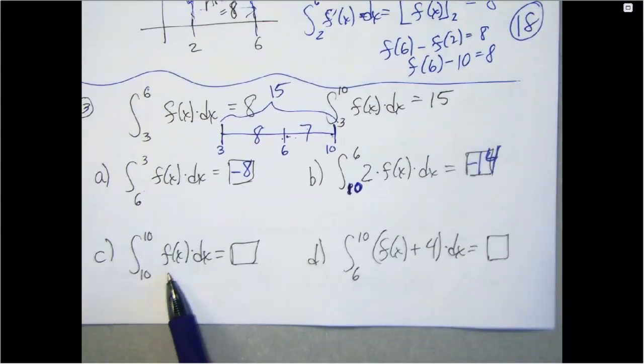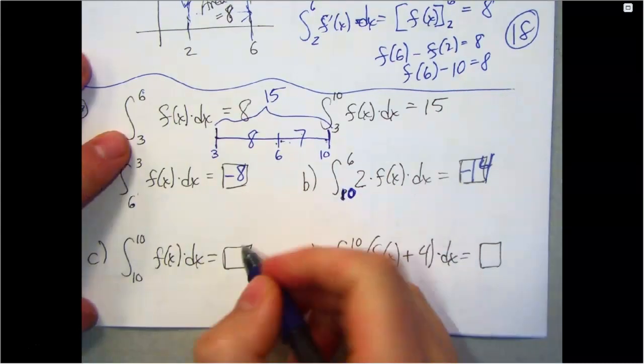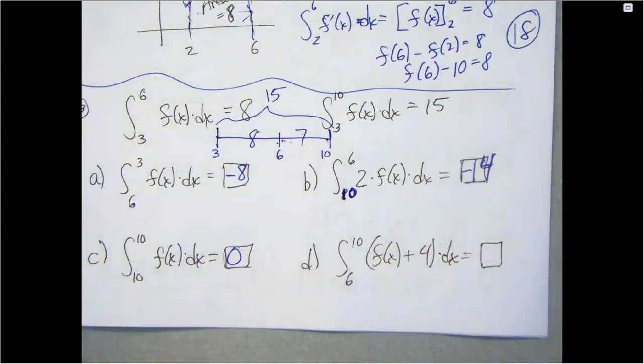Part C, what is the integral between 10 and 10? So how much area do you accumulate as you go left to right from 10 to 10? You don't gain any area, right? Like if I'm going this way, I'm accumulating something. But the integral from 10 to 10 is 0. The integral from 6 to 6 is 0. The integral from k to k is 0. You're not going anywhere, you're not accumulating any area.